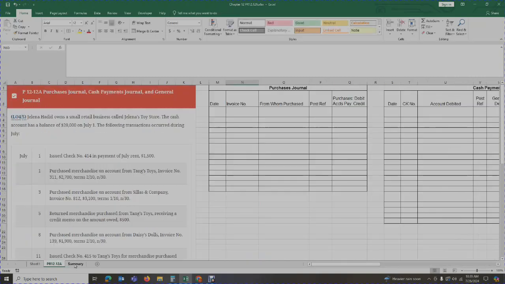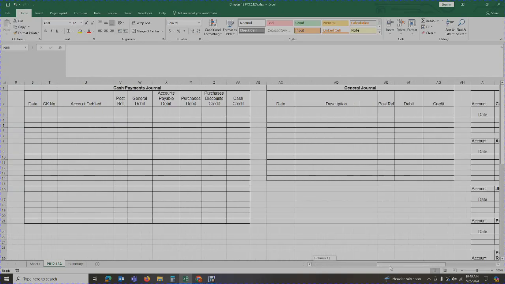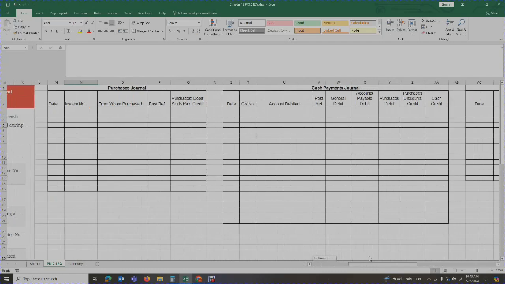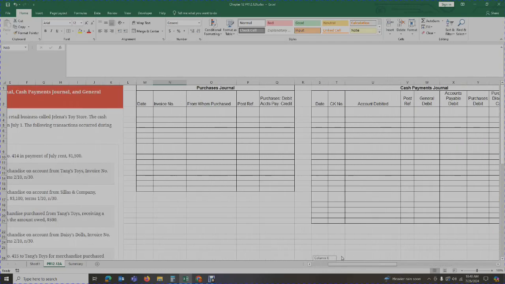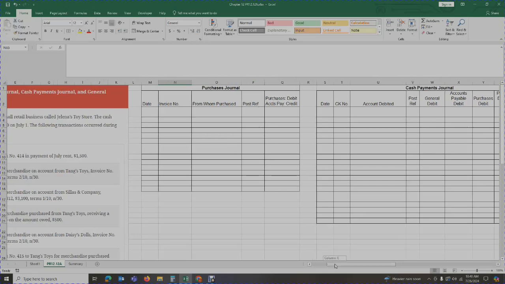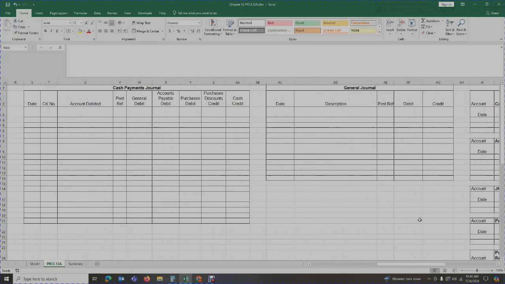So let's begin tackling the problem because it is a little bit lengthy and I am going to go a little bit quickly on it. Let's begin. On July the 1st, you issued check number 414 in payment of the July rent, $1,500. So we have to figure out, where do we put those $1,500? Is it a purchase or is it a cash payment? We have the purchases, the cash payment, or the general journal. If it does not fall under purchases or cash payments, then we're going to put it under the general journal.